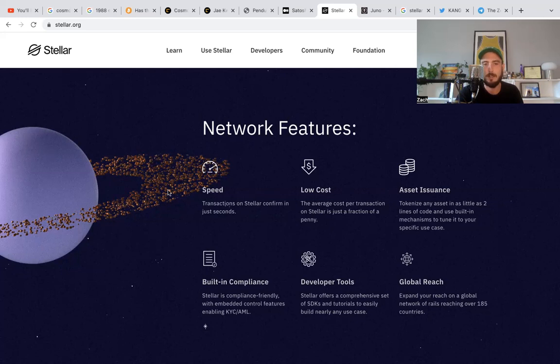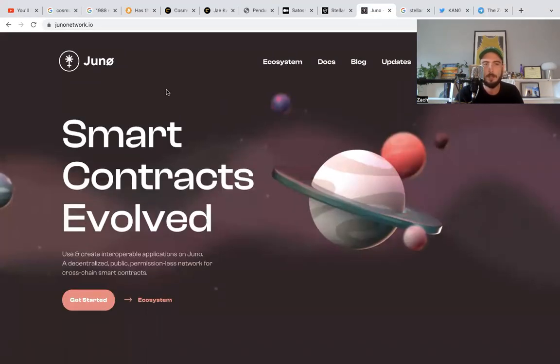So you can see that Stellar has this Saturn stuff right here, the ring. That's exactly what Juno has. Juno has the Saturn stuff all over his place. So, will Stellar and Cosmos work together and become interoperable? I believe so. I think it's already happening. I just didn't have time to put the research together for you guys.